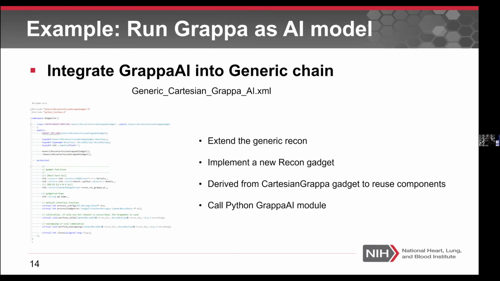Then I put together another generic chain XML. It's called generic Cartesian Grappa AI XML. It's almost identical to the generic Cartesian Grappa XML. The only thing changed is that a new gadget is implemented. It's called Grappa AI gadget. It's derived from Grappa gadget, but it will use this PyTorch version of the implementation for the Grappa reconstruction.